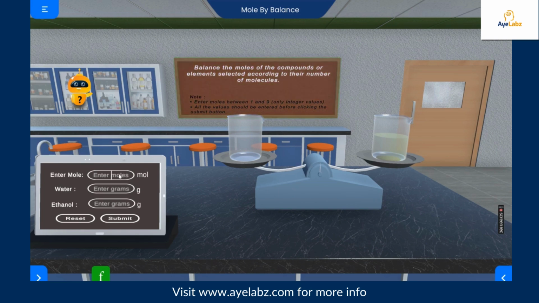Now we have to enter the moles. Let me put 2 moles. And the 2 moles of water, which is equal to how many grams? The molar mass of water is 18 grams per mole. So the grams of water will be 2 into 18, that will become 36.